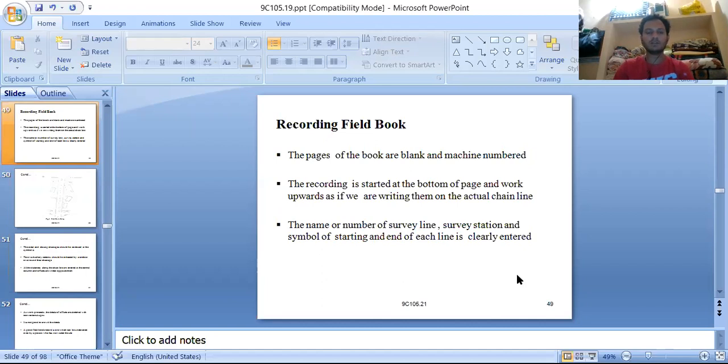And we will learn how the recording is done in the field book. The pages of the book are blank and machine numbered from 1 to 100. The recording is started at the bottom of the page and works upwards, as if we are walking along the actual chain line. The name and number of the survey line, survey station and symbol of starting and ending of each line is clearly entered in the field book.